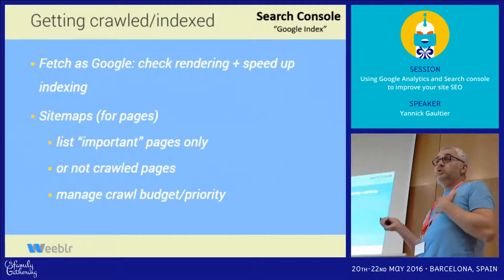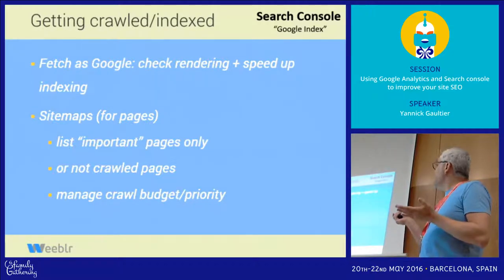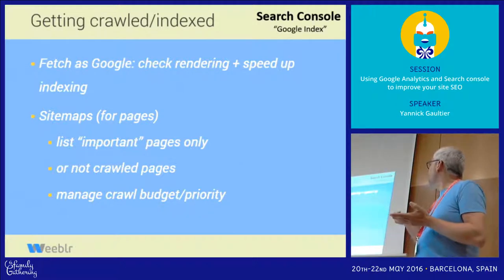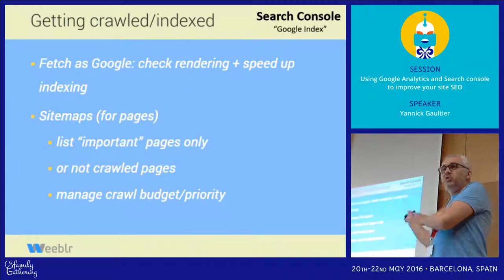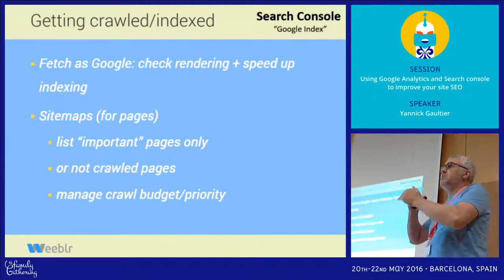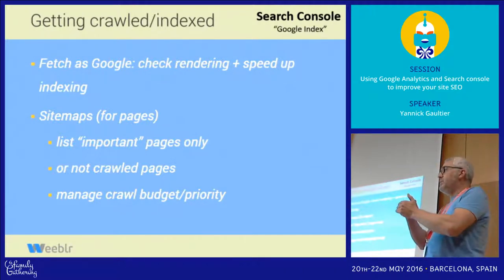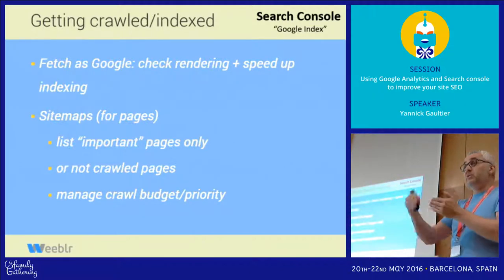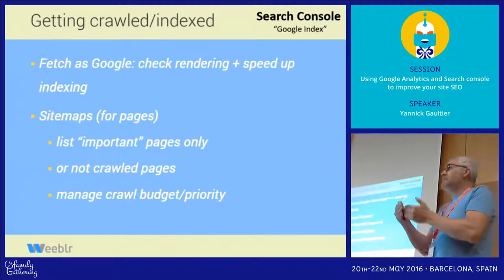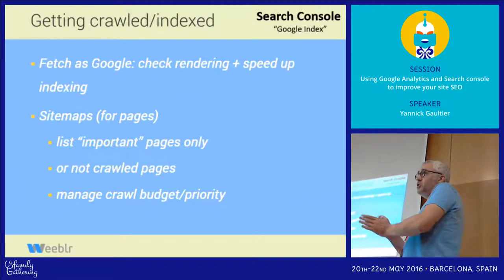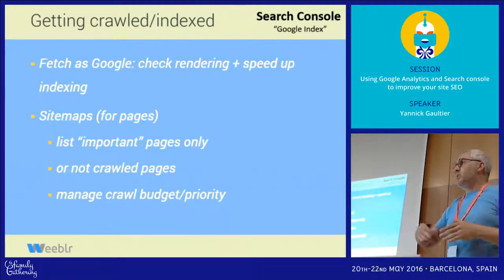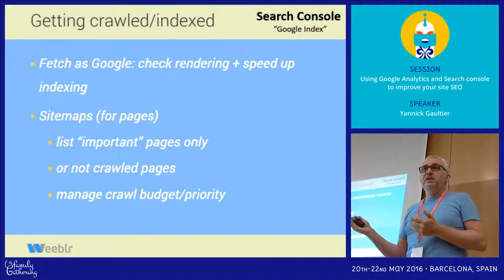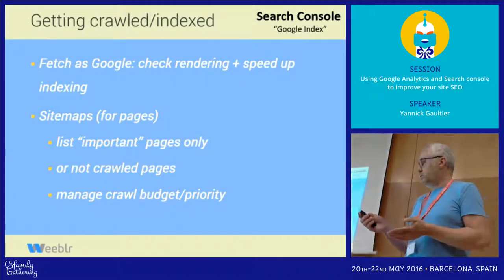It's now mostly used to check the rendering, but also to speed up indexing. When you have a problem, you make a change in your site and fix it, and then you do a Fetch as Google, and it will most likely speed up the way they re-crawl and re-index things. Basically, Fetch as Google does the crawling and the analysis of the page, so it's already done, and they just have to put it in the index. So it speeds things up. Obviously, you cannot do that for 5,000 pages because it's a manual thing. But still, for some pages, it's a good help.